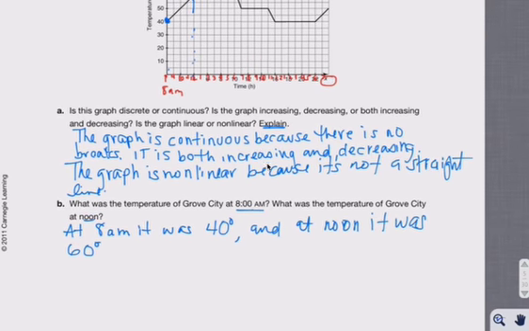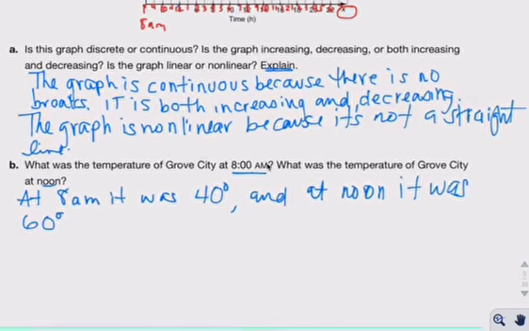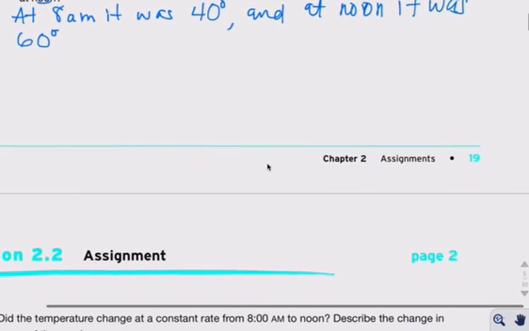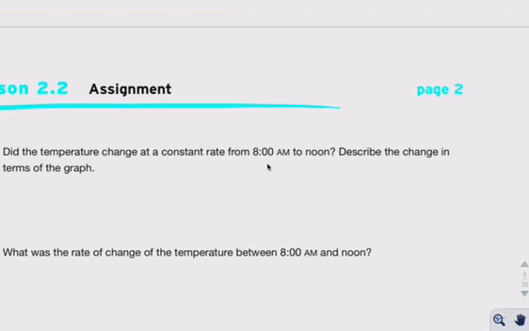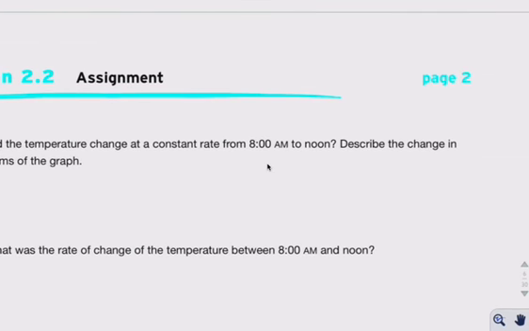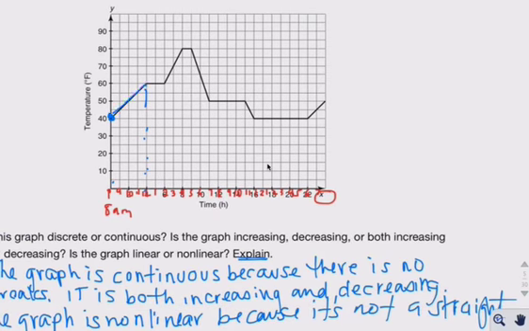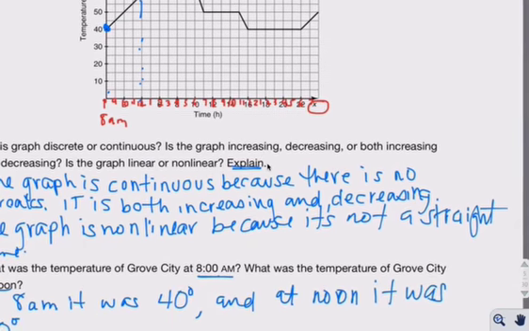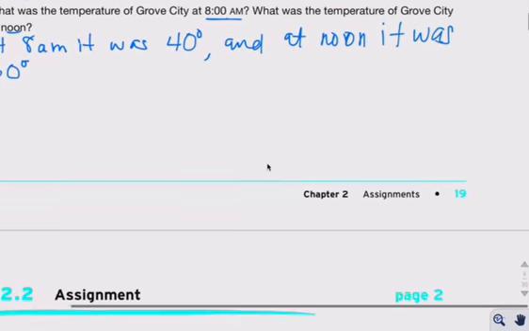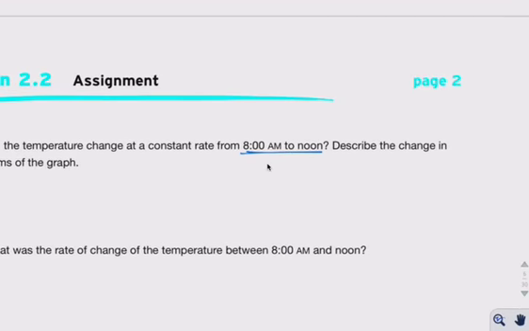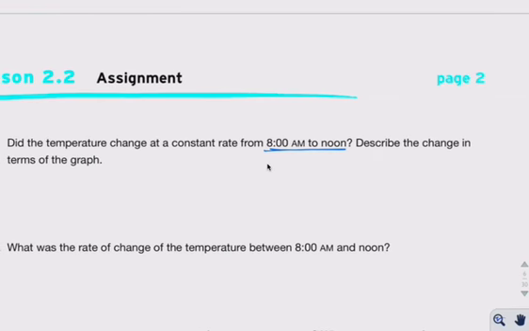I know you got plenty because this was quite challenging. I'm sorry you started ahead of time and didn't get it right. Did the temperature change at a constant rate between 8 and noon? Yes, it did. If you can see, it's a straight line between there.